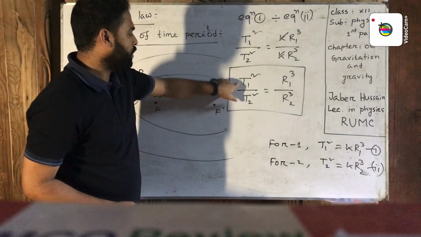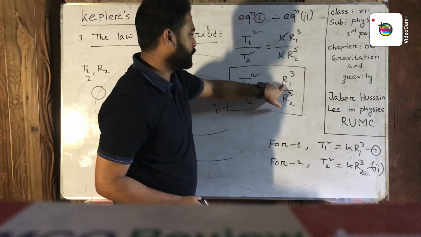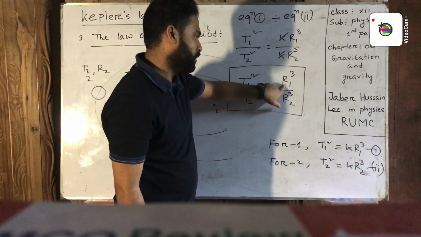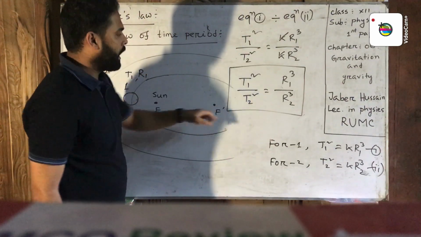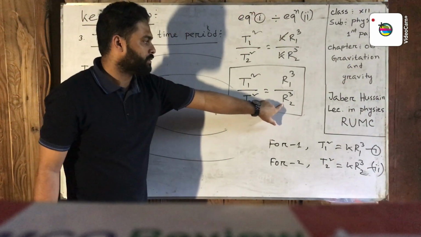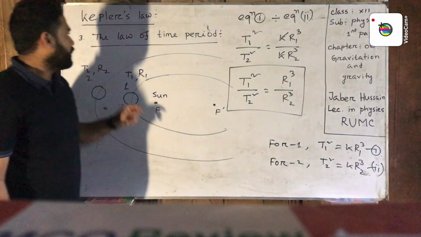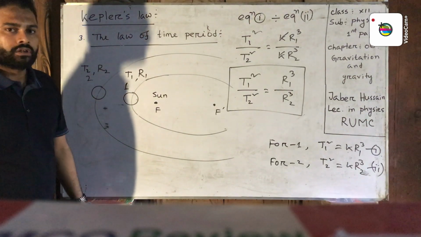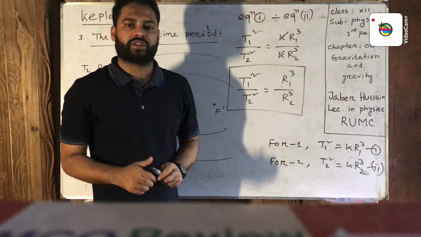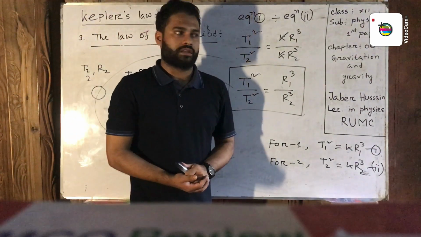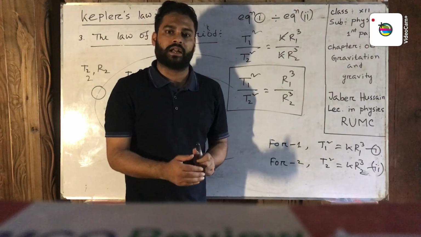T1 is the time period of planet 1 and R1 is the average distance between planet and sun for planet 1, and T2 is the time period of planet 2, and R2 is the average distance between planet and sun for planet 2. Now what is the law of time period? The law of time period states that the square of the time period is directly proportional to the cube of the average distance between planet and sun.